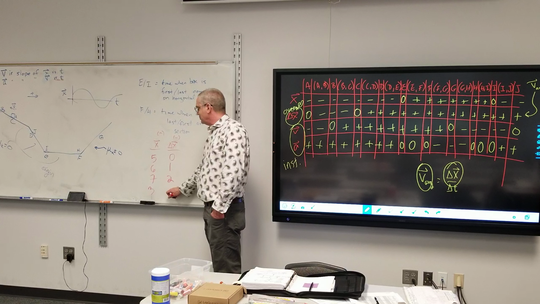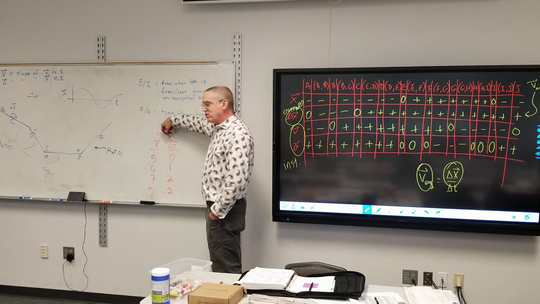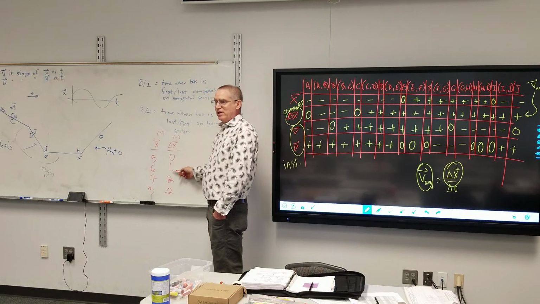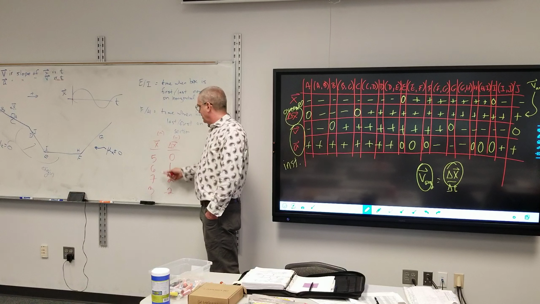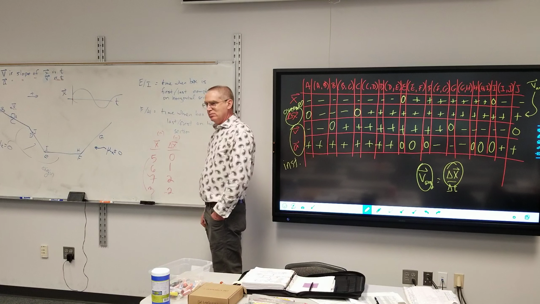Wait a minute, they are paralleling each other. This is the change in position. If my change in position is 1, my change in position here has to be 1. I go from here to here, that's 2. I go from here to here, that's -2.